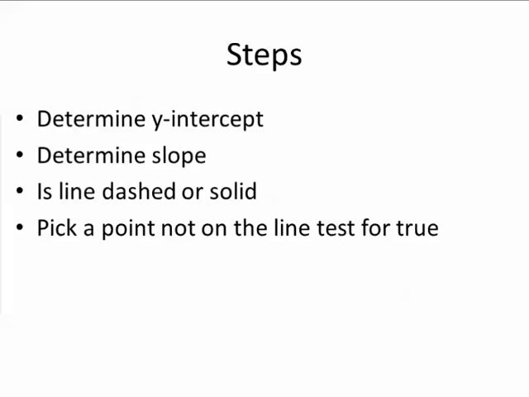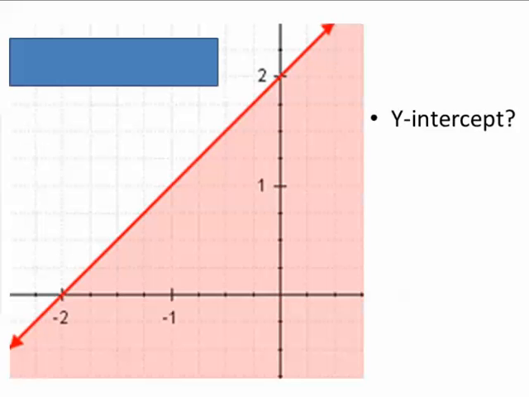So I want you to think of four things I need to determine every time. I need to find the y-intercept. Well, if I were just doing a line, I'd have to know that one anyway. I have to determine the slope. If I was just trying to figure out the equation of a line, I'd have to know that one anyway. So these are not anything new. I'm going to have to decide, is it a dashed line or a solid line? And I'm going to pick a point and determine which way the inequality points, either greater than or less than. So, not a difficult process. Let's go through it step by step.